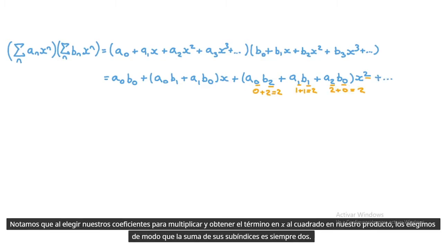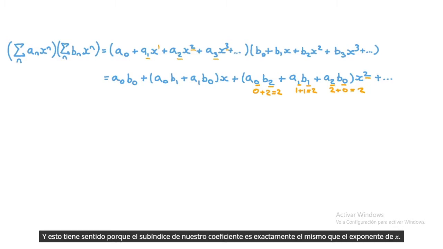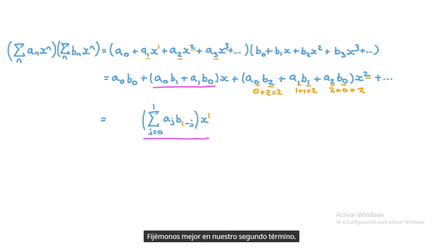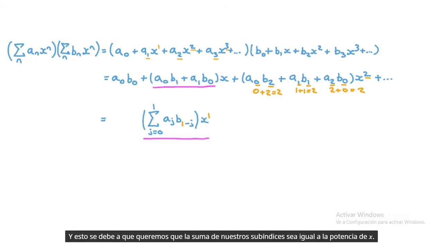We can now notice when we were choosing our coefficients to multiply to get the term x squared in our product, we were choosing them so that when we sum their indexes we get 2. And this makes sense because the index of our coefficient is exactly the same as the power of x. Let's now take a closer look at our second term. We could write this as the sum from j equals 0 to 1 of aj multiplied by b1 minus j, all multiplied by x to the first power. And again, this is because we wanted the sum of our indexes to be equal to the power of x.